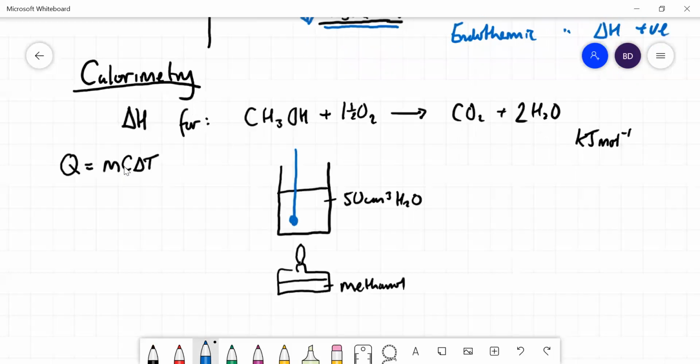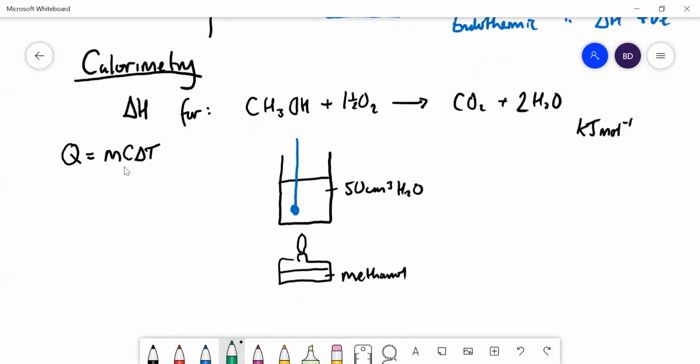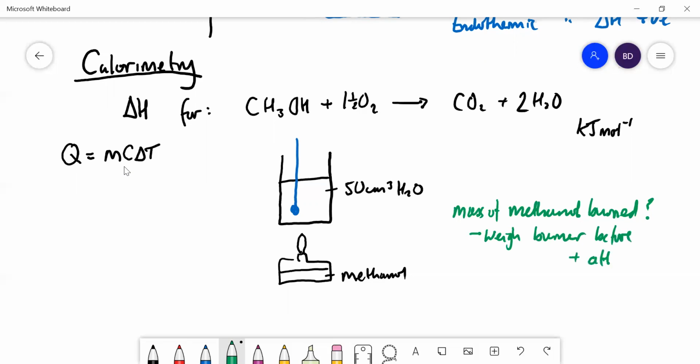How are we going to find out the mass of methanol that we burned? We're going to weigh the spirit burner before, and also weigh it after we've heated up a little bit of water. That's how we're going to do it. The difference in mass is going to be the mass of the methanol which has been burned.